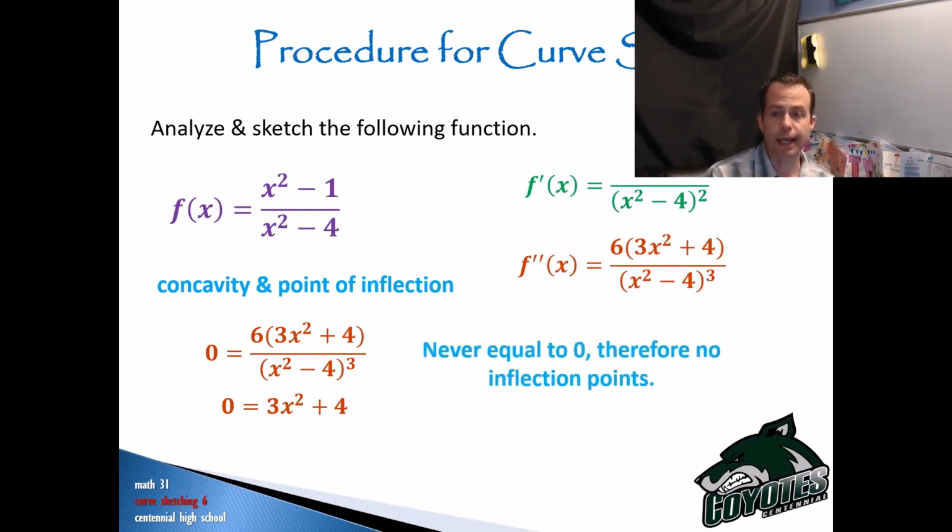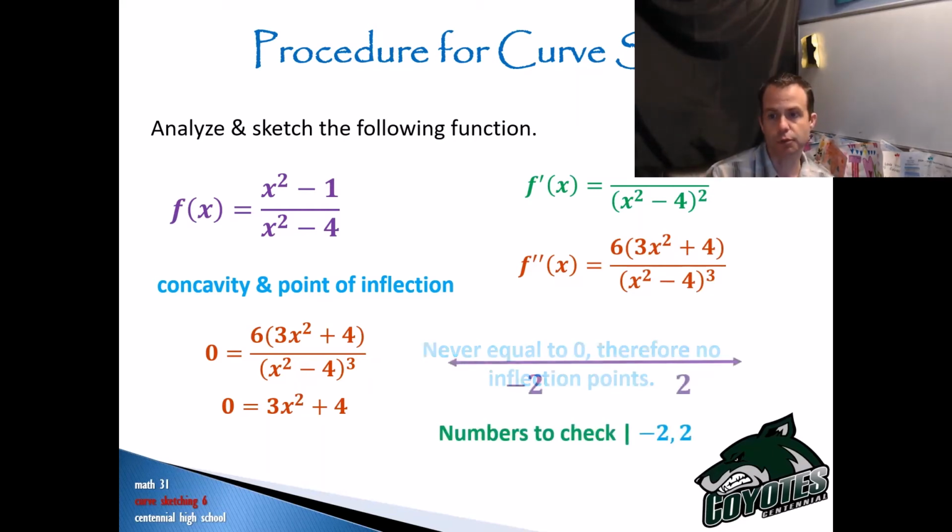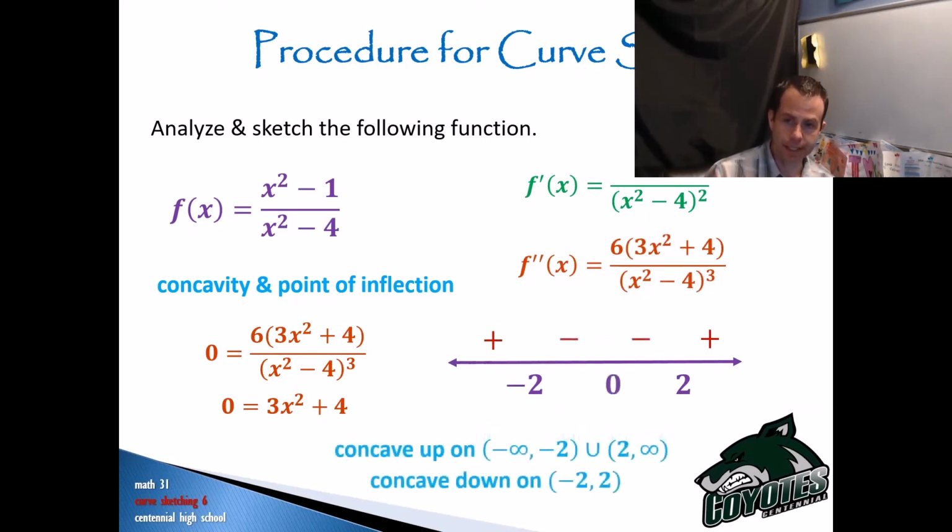I do need to test concavity though. So I'm checking plus or minus 2 from where it doesn't exist. So I'll check to the left of negative 2, between negative 2 and 2, and to the right of 2, okay? And so I end up with plus, minus, plus there. And so it's concave down between negative 2 and 2, and concave up from negative infinity to negative 2 in union with 2 to infinity. Okay.